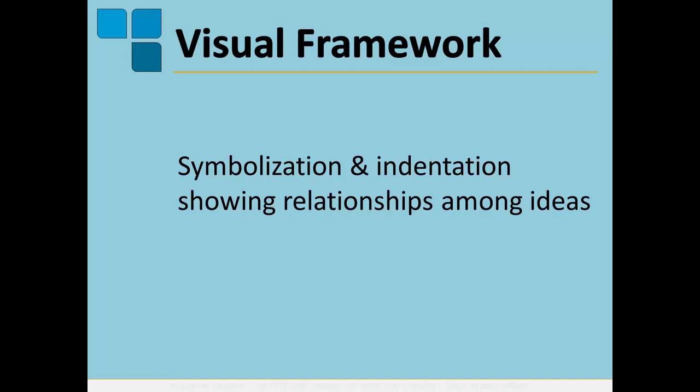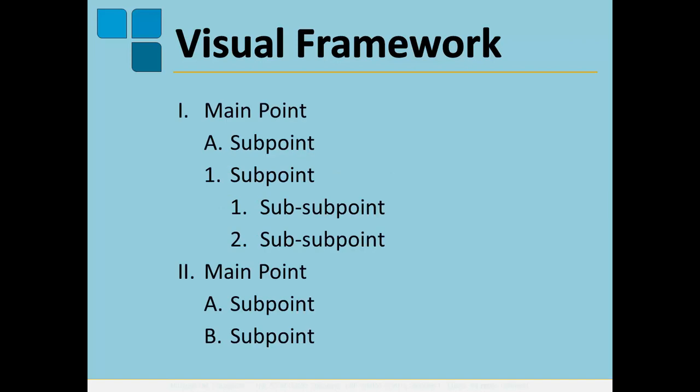So I'd like to just take a couple of minutes to walk you through some of the elements. When you're putting together an outline, you want to focus on proper symbolization and indentation because this is like a map showing me the relationship among the ideas that you have, starting with the introduction, followed by the body and the conclusion. Your visual framework should look something like this. You should have Roman numerals for your main points and either letters or numbers for your supporting points.